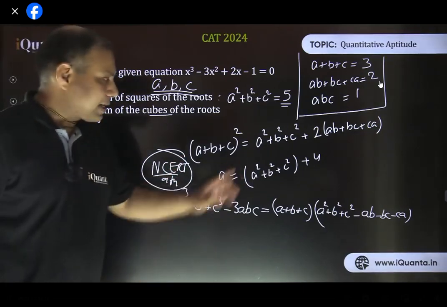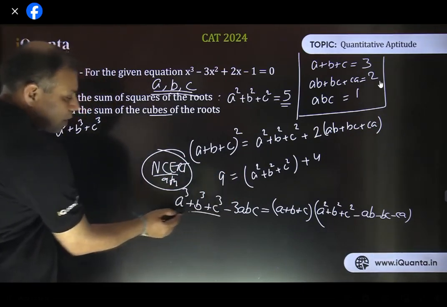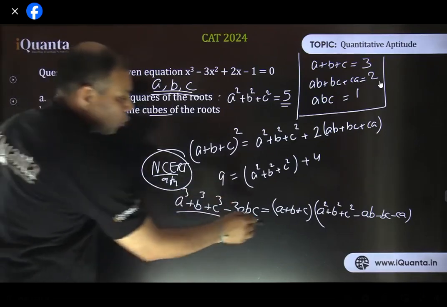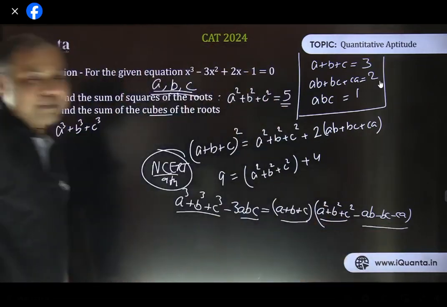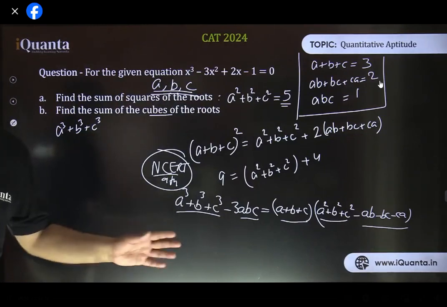So we need to use this identity. Now in this identity, we need to find the value of a cube plus b cube plus c cube. You know what is abc. You know what is a plus b plus c. You have just found out a square plus b square plus c square. And you also know the value of this ab plus bc plus ca. Right? So by using this identity, we'll get the answer.